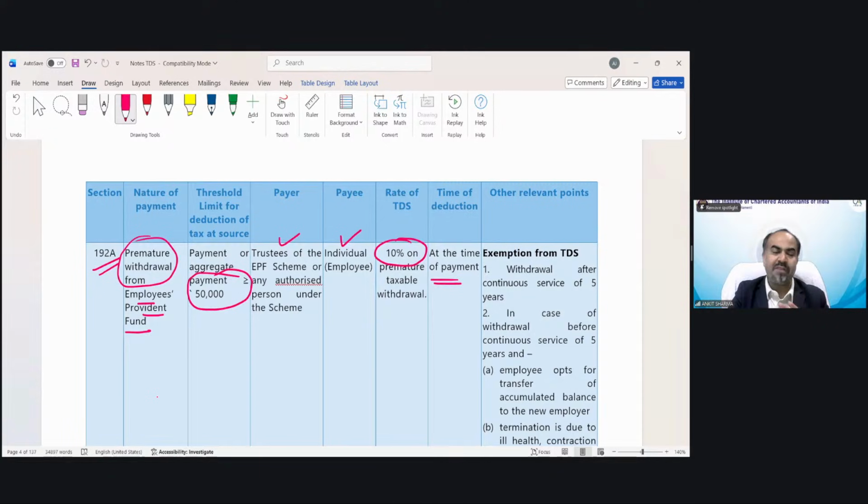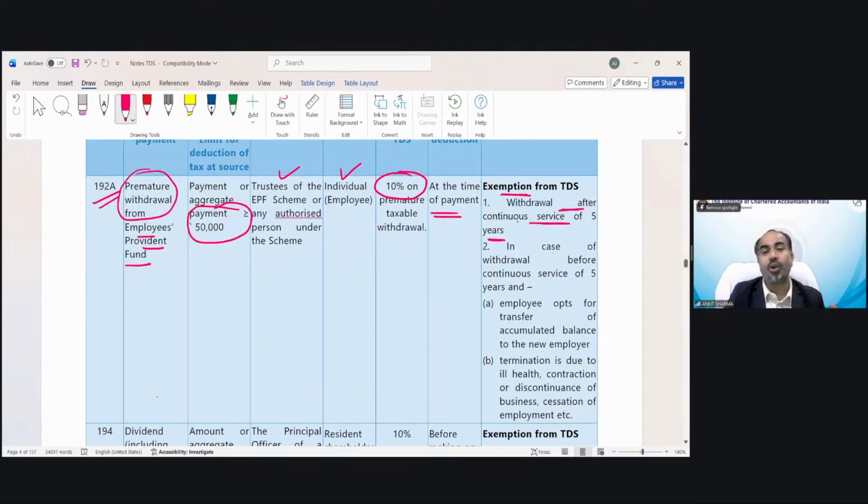If it has been withdrawn prematurely, that means before 5 years of continuous service. If you withdraw the amount of provident fund before completion of 5 years of your continuous service, then on withdrawal, TDS is going to be deducted. Exemption, that means no TDS would be deducted, if the withdrawal is after continuous service of 5 years. So technically, what is the meaning of this? If before 5 years, TDS would be there. If after 5 years, there would not be any TDS.